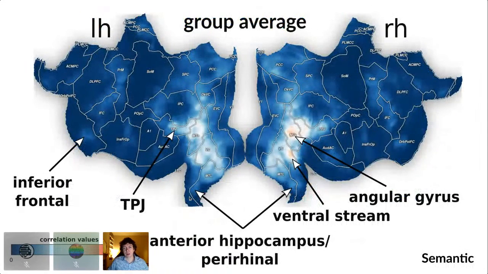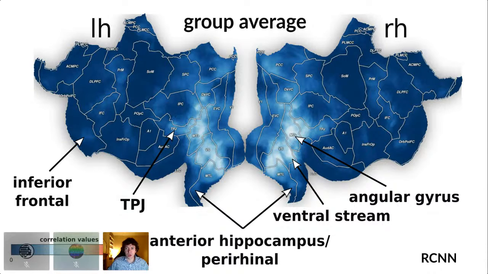As a matter of fact, here I'm toggling the semantic group average again. If I go back and forth between this semantic group average and the RCNN group average, you see how very, very similar the relationship between these models and the brain data is.